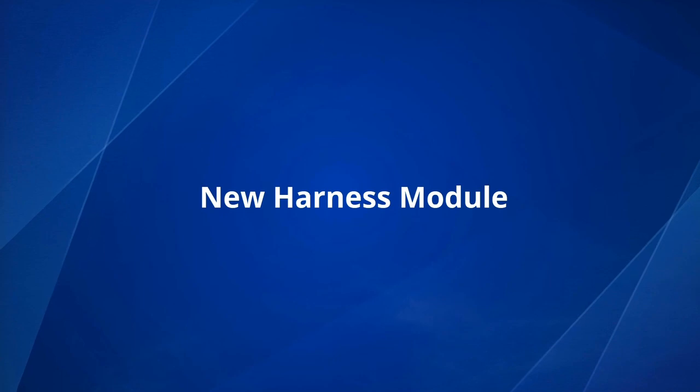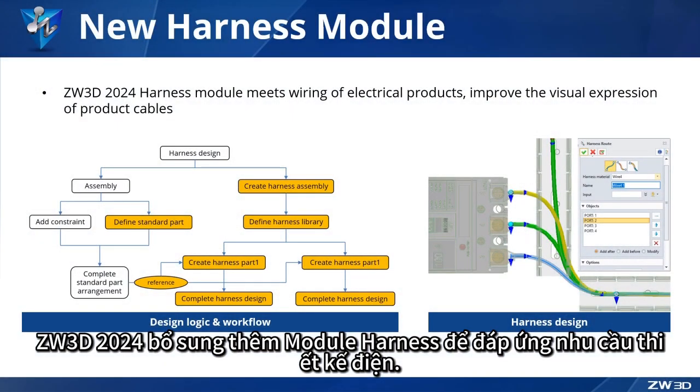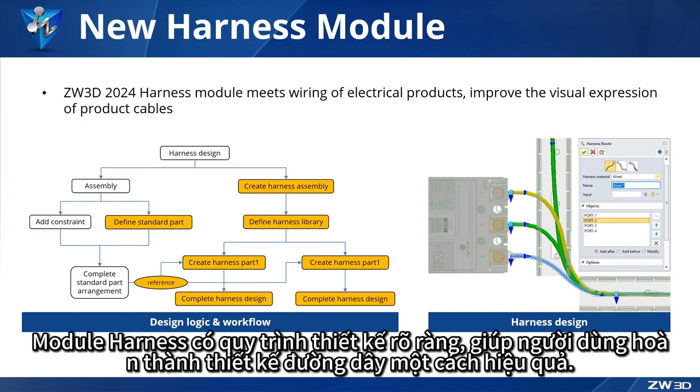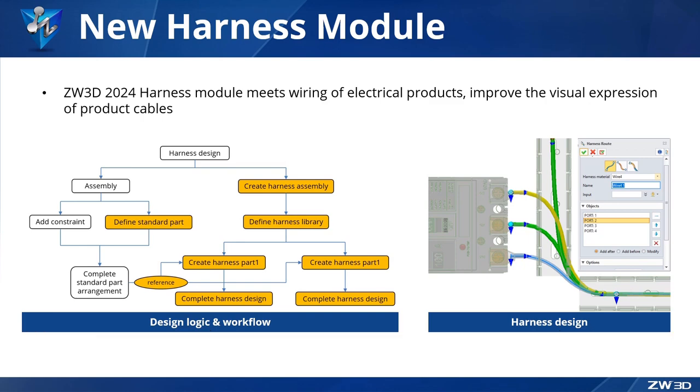New Harness Module. ZW3D 2024 adds a harness module to meet the needs of electrical design. The harness module has a clear design workflow, helping users to complete harness design efficiently.